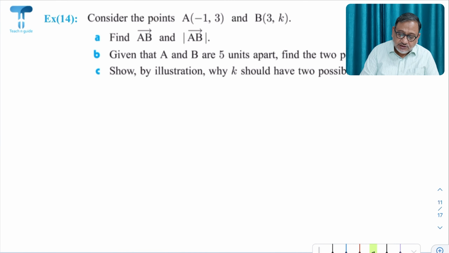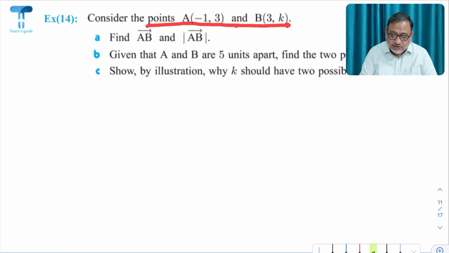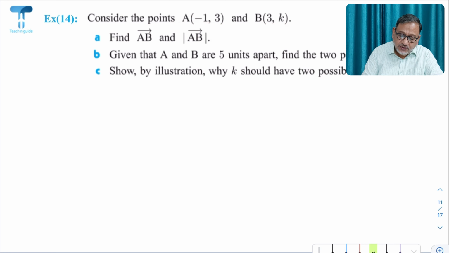Now the next question says, consider the points A(-1, 3) and B(3, k). This is in the plane, two-dimensional geometry, right? So find vector AB, I have to find, and the magnitude of AB, right? So these two things I have to find. Okay then, so let me start here. A part. Now find AB. I have to find vector AB, and magnitude of AB.